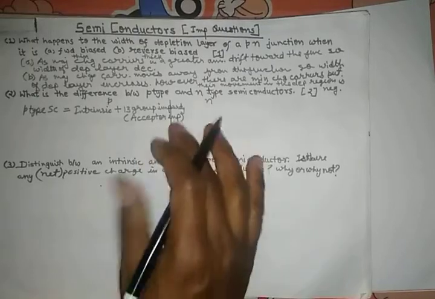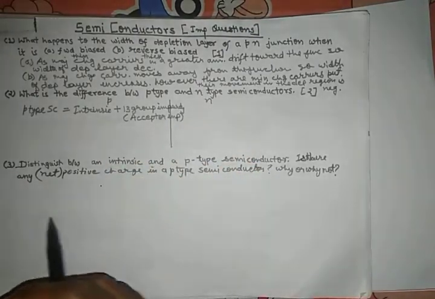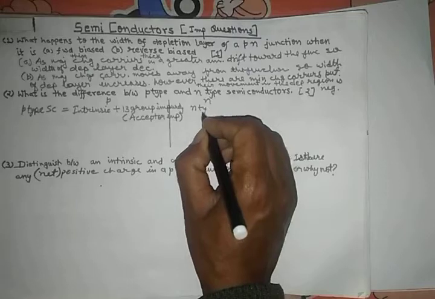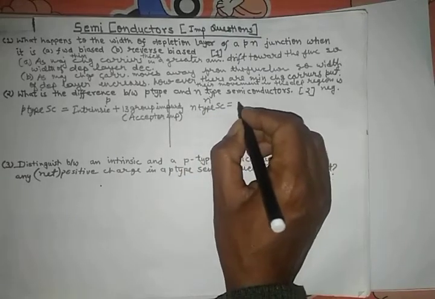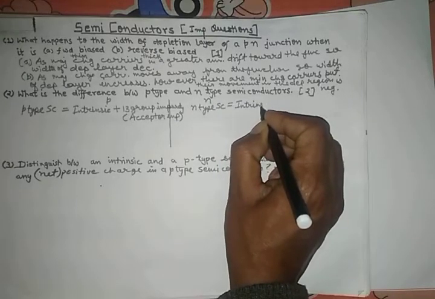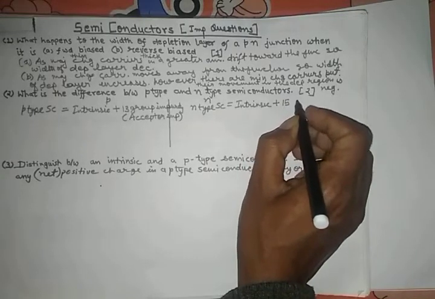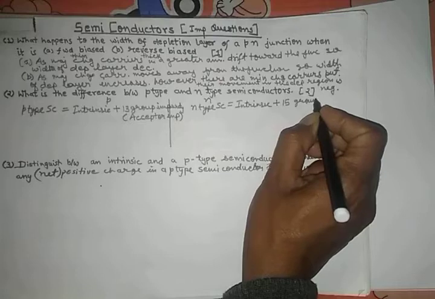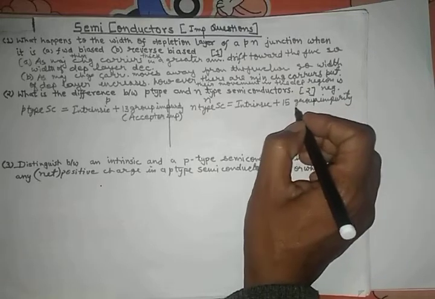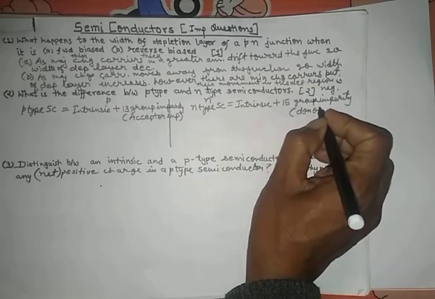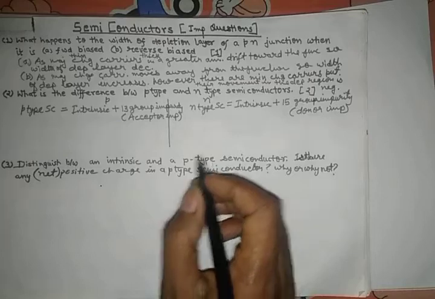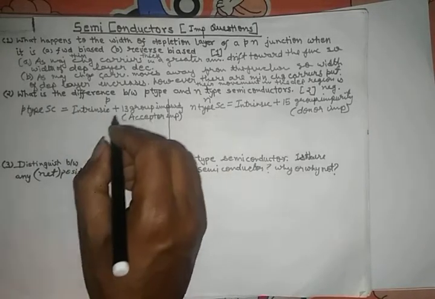Why is it called so? Think about it. In the upcoming questions, we will cover this also. Here, an n-type semiconductor is obtained by doping a 15th group impurity, which is also called donor impurity, to an intrinsic semiconductor.